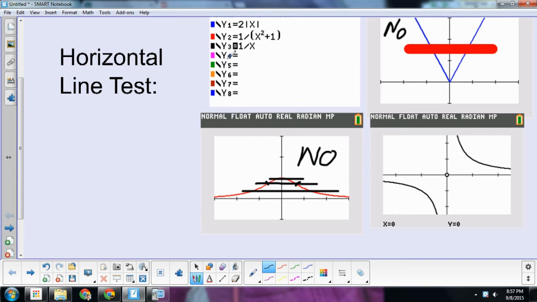This final expression in black is the graph of 1 divided by x. If you notice, if I draw a horizontal line through here, it hits in one place, one place, one place, and so on. And that will be the case for any portion of this graph. So I'm going to say that yes, this is a one-to-one function. You get some practice identifying one-to-one functions. Again, I'd recommend graphing it and using the horizontal line test.